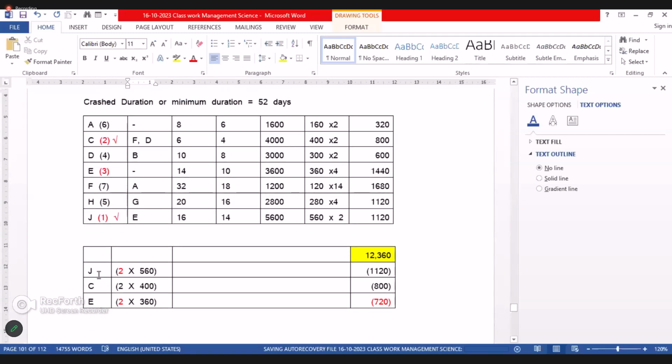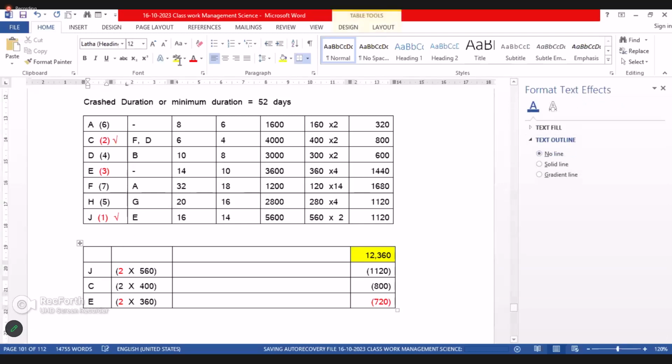We have no advantage considering J 2 days and E 2 days rather than only considering activity E, because of the prioritizing. Okay? Right. Do you get the point? Yes.